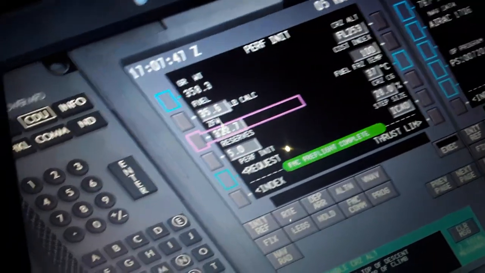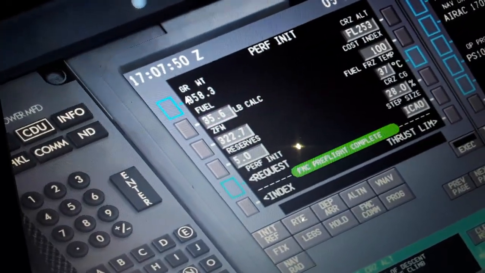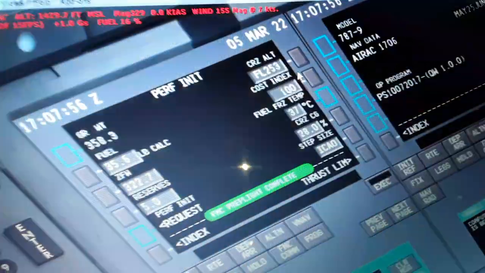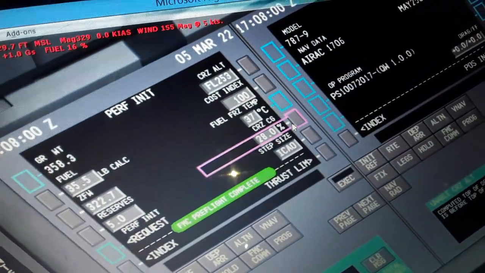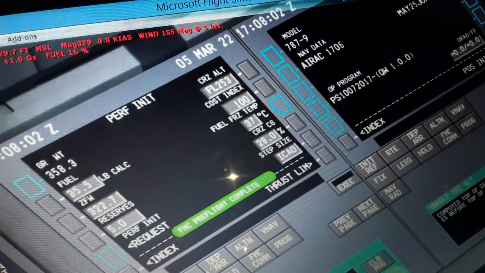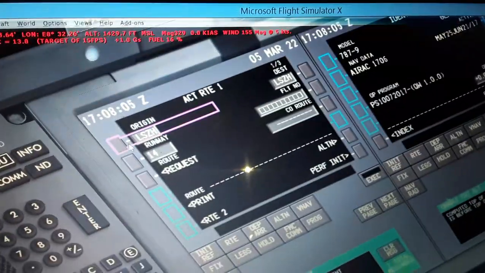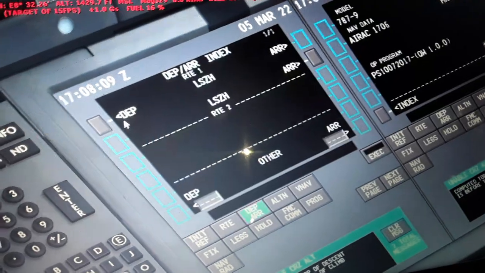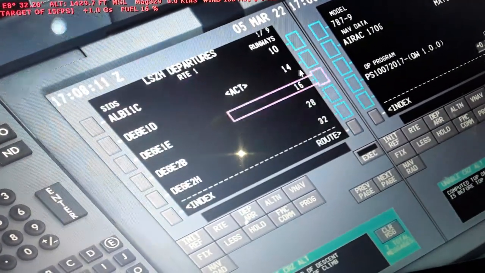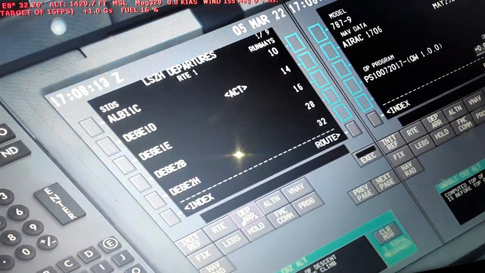So zero fuel weight plus fuel is gross weight over here. Cruising altitude over here, you can see with the magenta color when I select. Cost index, fuel temperature minus 37, cruising center of gravity. So we have the route, departure, origin, destination, runway departures over here. I select runway 14 and the SIDs.